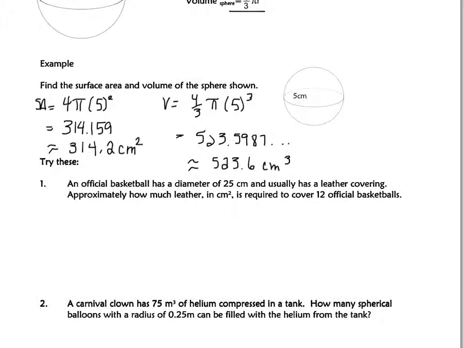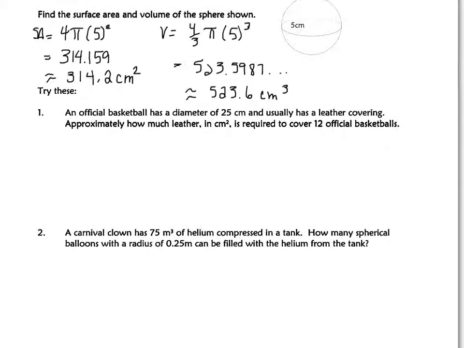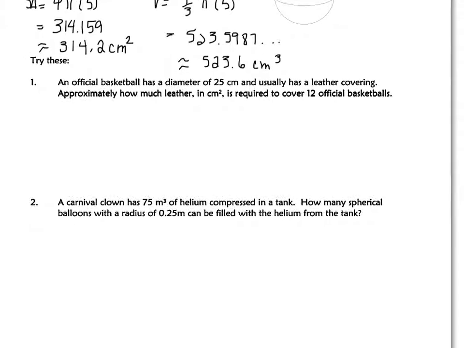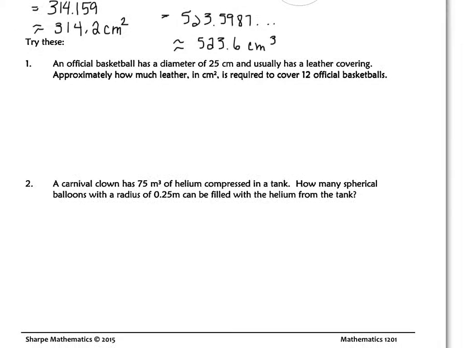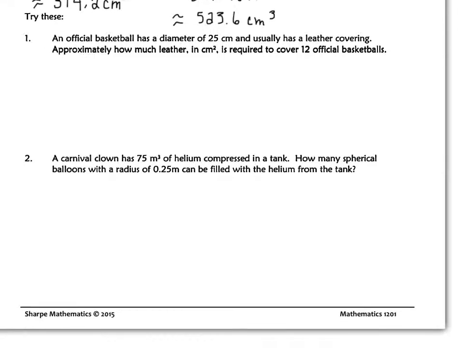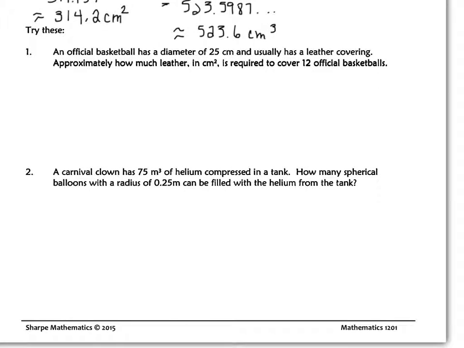Okay, so these are just some examples to try. The first one says an official basketball has a diameter of 25 centimeters and usually has a leather covering. Approximately how much leather in centimeters squared is required to cover 12 official basketballs? So this would be a surface area problem because you're looking at the material to cover the outside.